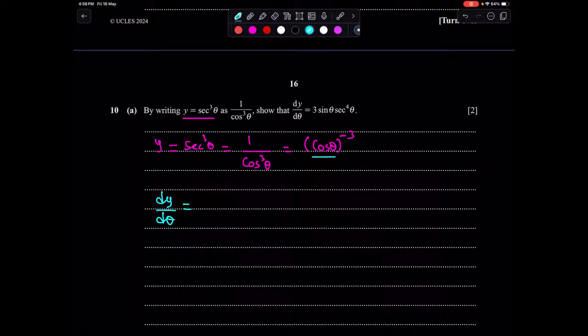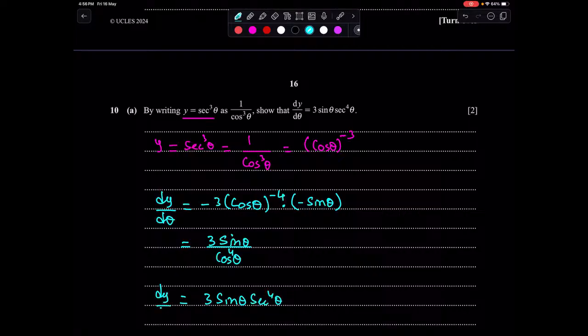Differentiate this by means of composite function. First make power coefficient, copy the function, subtract power by 1, so minus 4, differentiate cos theta. The differential of cos is minus sin. So we will get 3 sin theta upon cos power 4 theta, and cos power 4 theta will become sec power 4 theta. This is what we had to show.